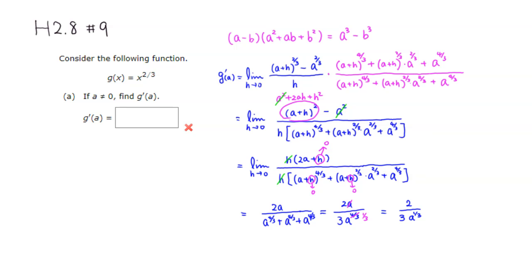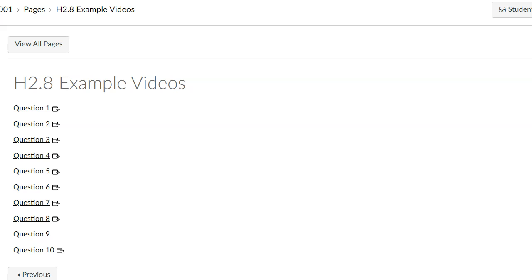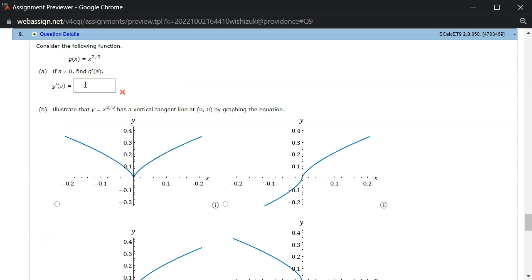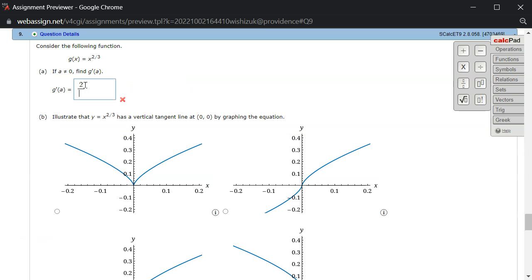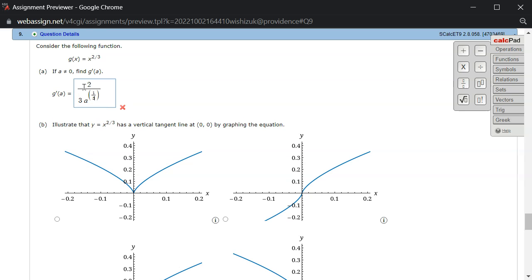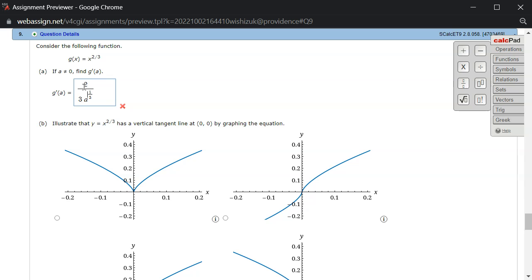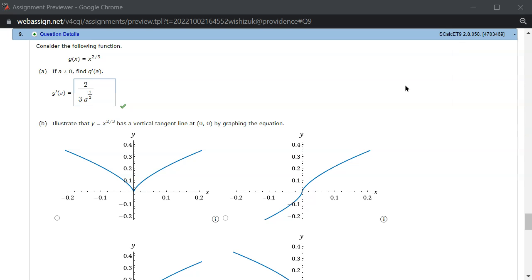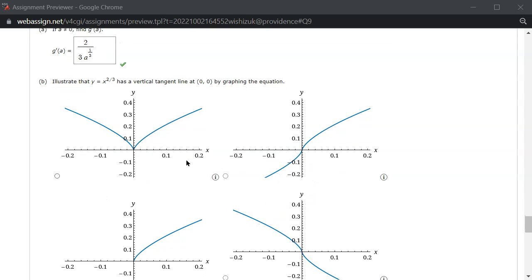So let's type it in. We have 2 over 3 times a to the 1/3 power. Let's check the answer. I came back and it looks like we got part A correctly. Let's move on to part B.